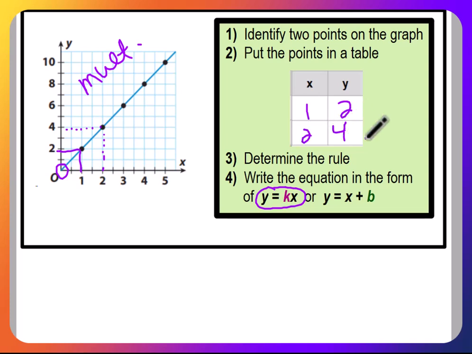Now, looking at the table, think about what you can multiply 1 by to make a 2. Well, you can multiply it by 2. Check it. If I multiply 2 by 2, do I get 4? Yes, we do. So the rule is to multiply by 2.